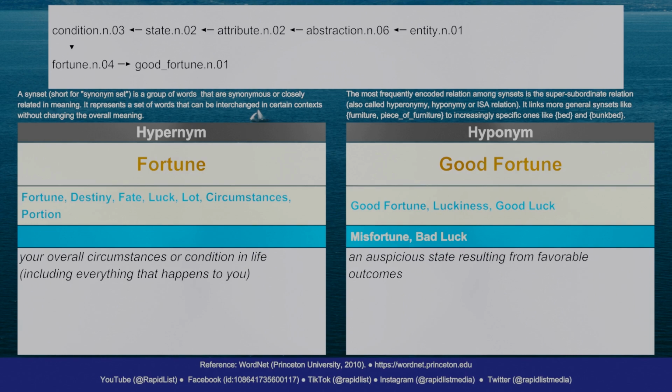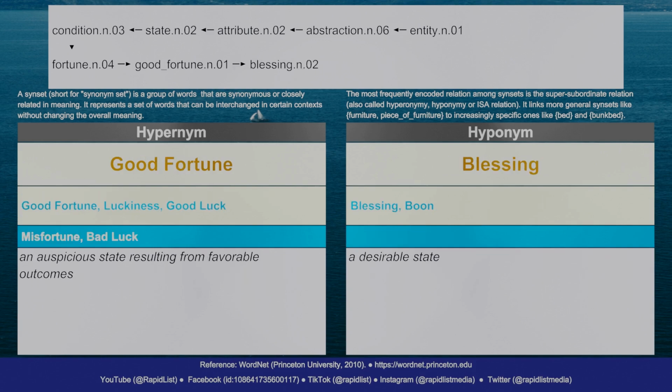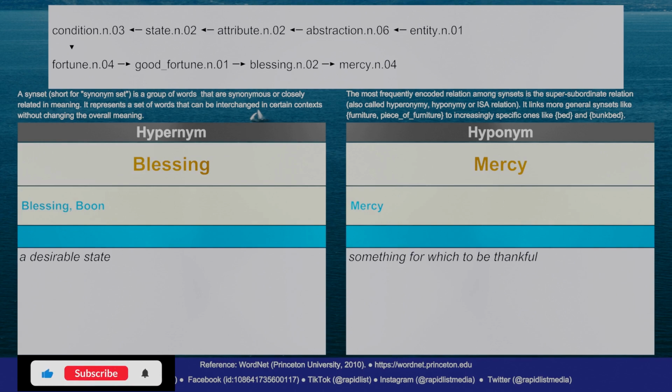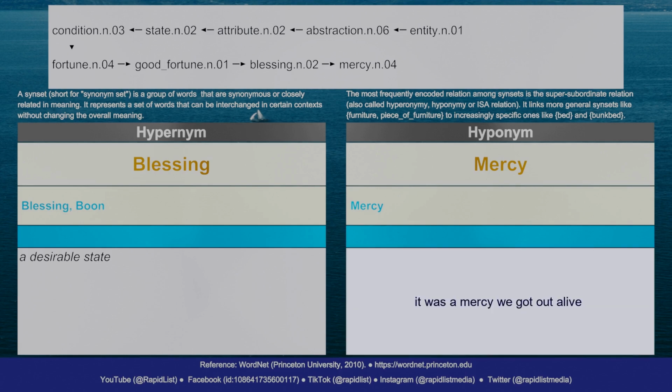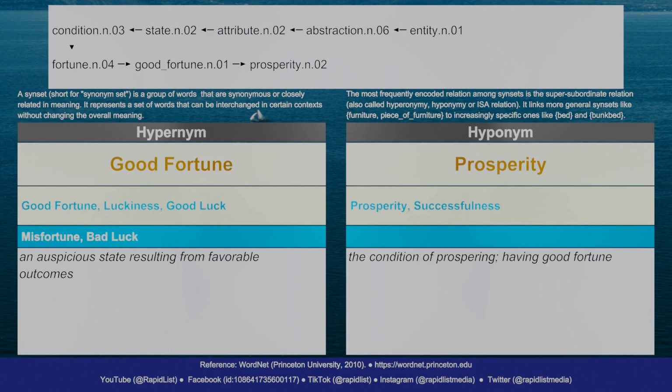Good fortune. An auspicious state resulting from favorable outcomes. Blessing. A desirable state. A spanking breeze is a boon to sailors. Mercy. Something for which to be thankful. It was a mercy we got out alive. Prosperity. The condition of prospering, having good fortune.